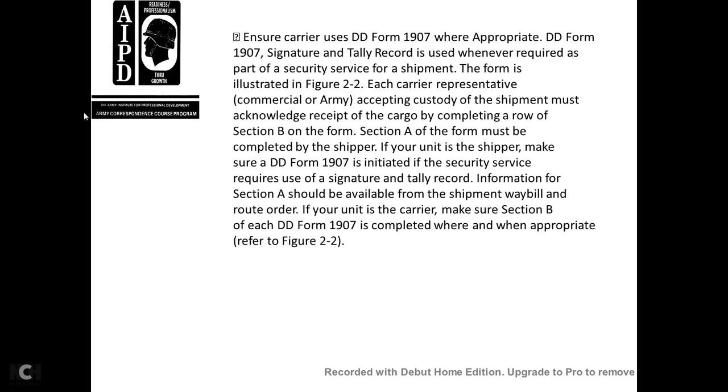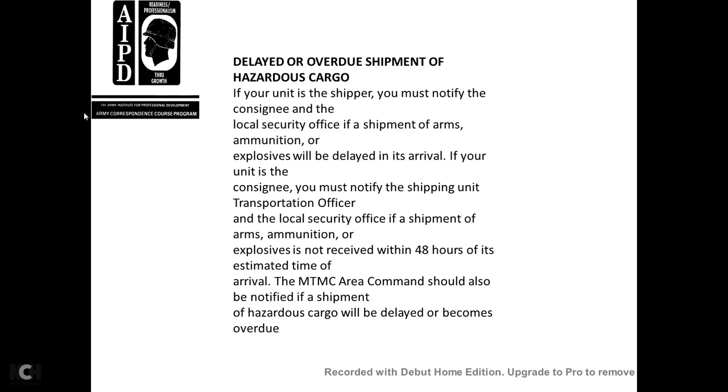If your unit is the shipper, make sure the Department of Defense Form 1907 is used when the security services require signature tally record information. Section A shall be available for the shipment waybill and route order. If your unit is the carrier, make sure Section B of the Department of Defense Form 1907 is completed when appropriate. Refer to Figure 2.2.